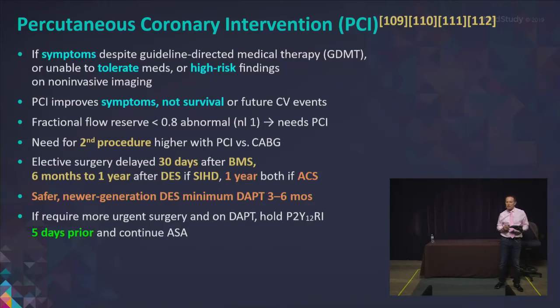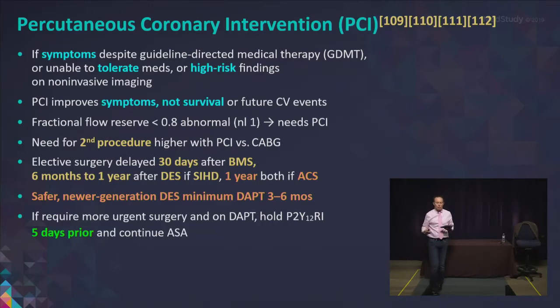PCI, let's talk about percutaneous coronary intervention. So if they're still having symptoms despite the maximal medical therapy, or you do a stress test and they have high-risk findings, that's when you should send them for PCI. Importantly, it'll improve their symptoms, but does not improve their survival. And they will most likely have to come back for another PCI, more so than if they'd had CABG.